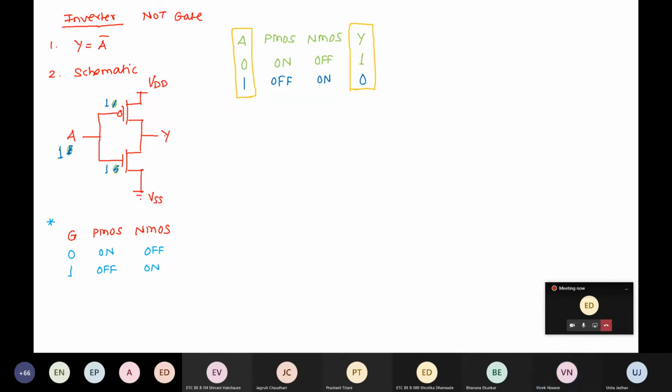Yes or no? Yes, sir. Okay, so we have analyzed our diagram, our schematic, and we have confirmed that whatever schematic was given, it acts like a NOT gate, like an inverter.